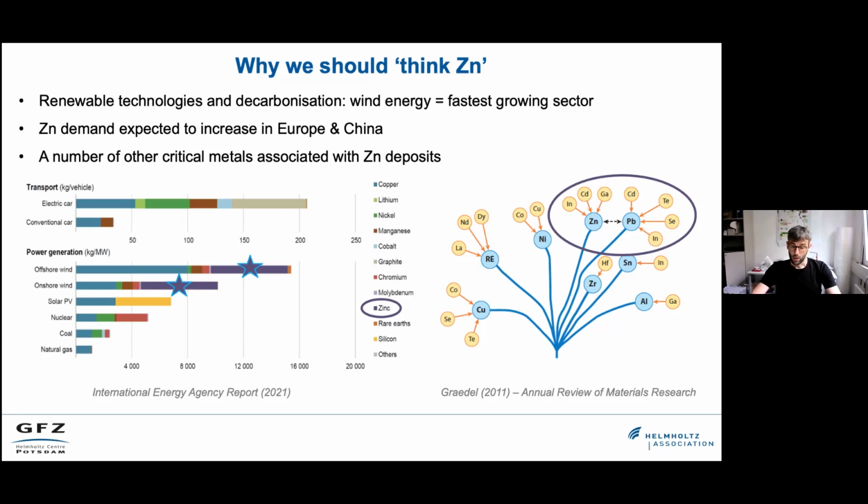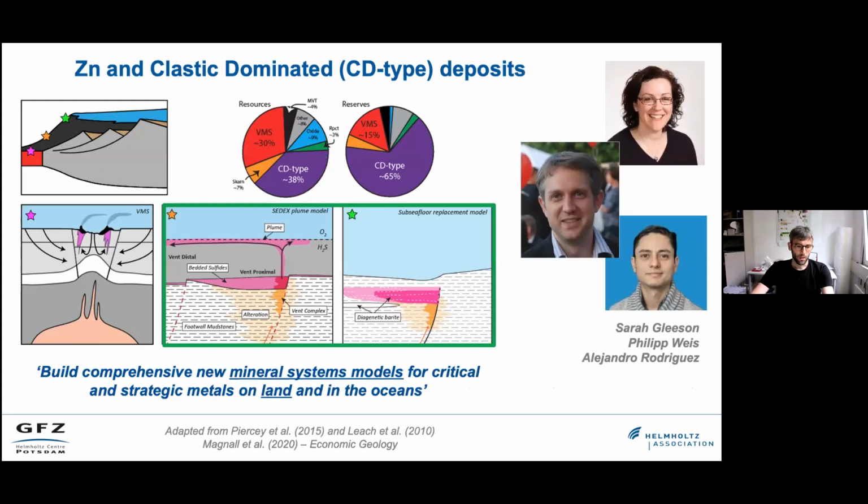As well, the figure on the right just shows the complex interrelationships that exist between parent and daughter metals. It's important to note that certain zinc deposits also contain a suite of critical metals such as indium and gallium that we will need for other technologies. So our research at GFZ has a strong focus on CD-type deposits, which generally represent our highest grade and tonnage zinc systems.